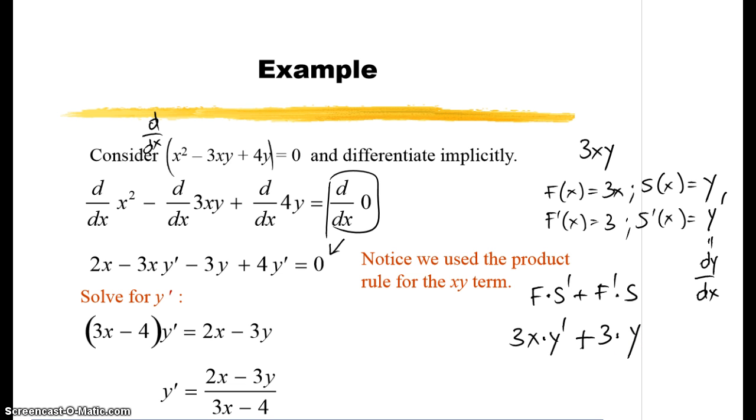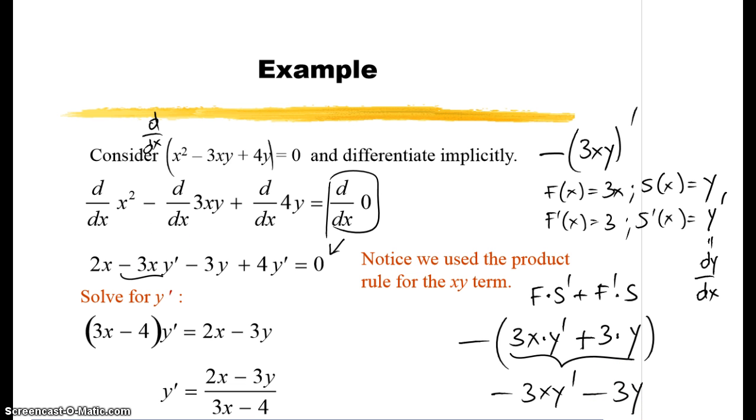So really, I get two different things here, and since I had the negative sign out front from this derivative, I should apply the negative sign here as well, and I get negative 3xy prime minus 3y. That's exactly how this part of the equation, that step, came to be. It's as a result of the product rule and implicit differentiation. Finally, the derivative with respect to x of 4y, the very last part here, that's just 4y prime, once again.